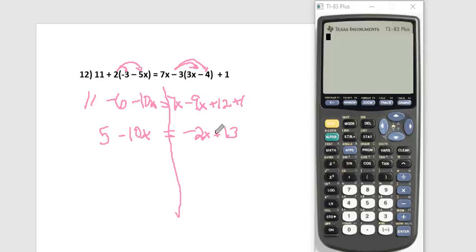I've got to get my x's together. It's usually easier to take the smaller one to the larger one. I'm going to go ahead and do that. So I'm going to add 10x to both sides so we can get rid of the negative. So plus 10x.